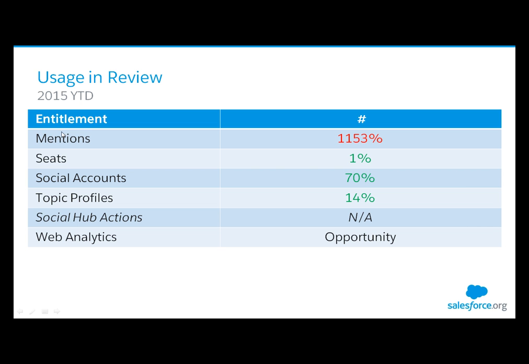Mentions are your social, the net that you're casting using topic profiles or listening. Your entitlements are, I believe, 250,000 a month. And I'm seeing a humongous uptick in the last 3 months when I look at historical usage. I'm going to talk about how to review this and even send some resources out afterwards.